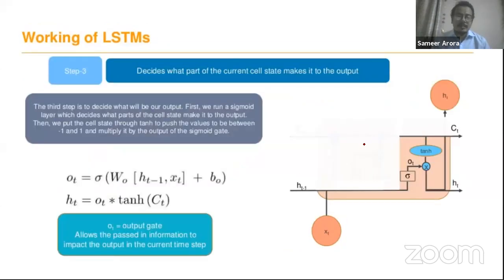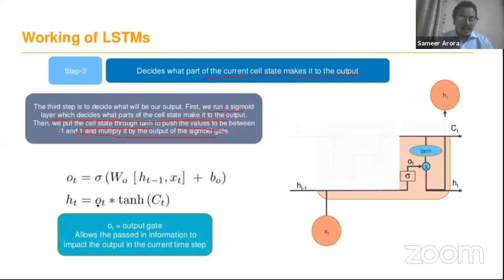So at the last step, what part of the current cell state goes to the output? We have omitted some of the information, and what could be that part of the information which will make the output? We can identify it through importance. First we have to run a sigmoid layer which decides what part of the cell state goes to the output, and then we run tanh to get values between minus 1 and 1 to multiply with the output of the sigmoid function.